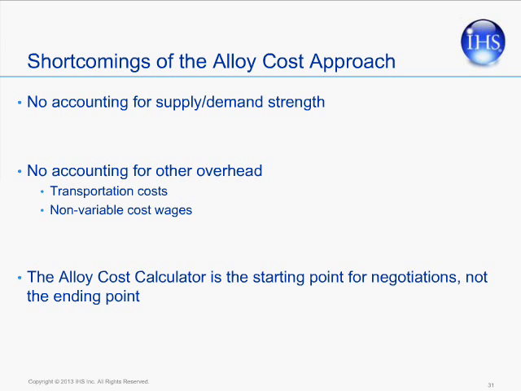Again, with the shortcomings, many-handed economists always have to say, well, on the other hand, and here I'll point out that there's no accounting for supply-demand strength in this approach. Contrary to the purchasing analyzer, we're not able to provide a specific demand forecast for each of the alloys. It's a little more difficult in this case just because, again, they are specific markets. They're very small markets frequently.